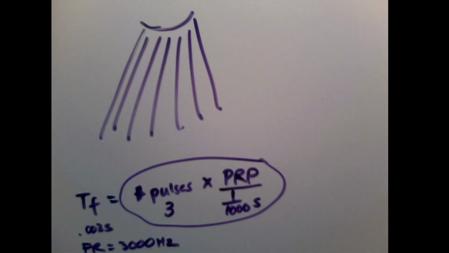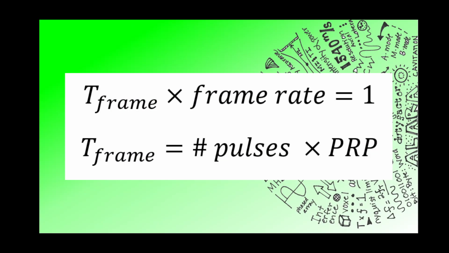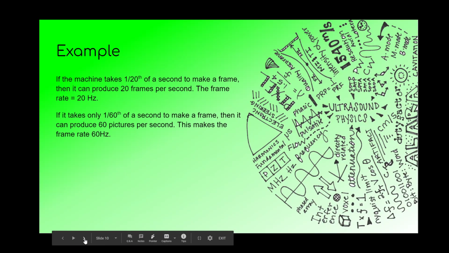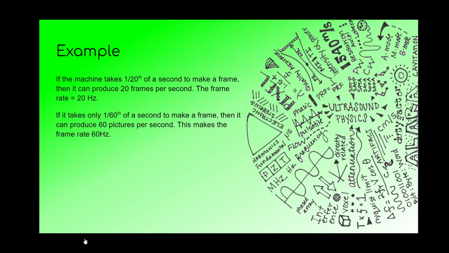All right, so let's look at those examples. So our first example says, if the machine takes 1/20th of a second to make a frame, then it can produce 20 frames per second. The frame rate is 20 hertz. If it takes only 1/60th of a second to make a frame, then it can produce 60 pictures per second, and this makes the frame rate 60 hertz.